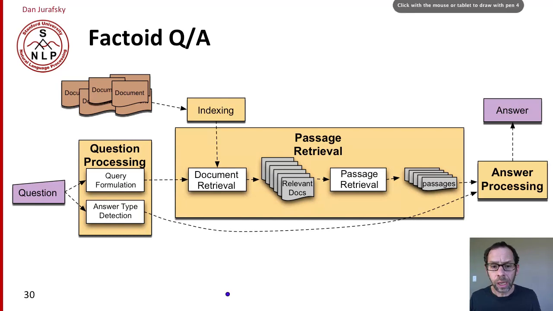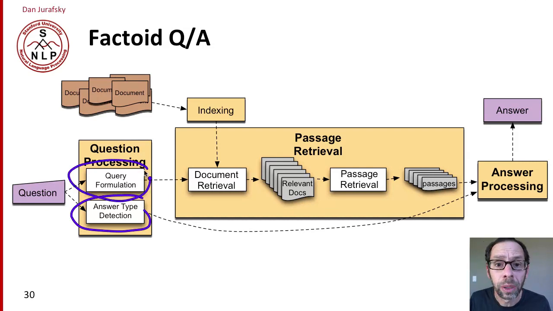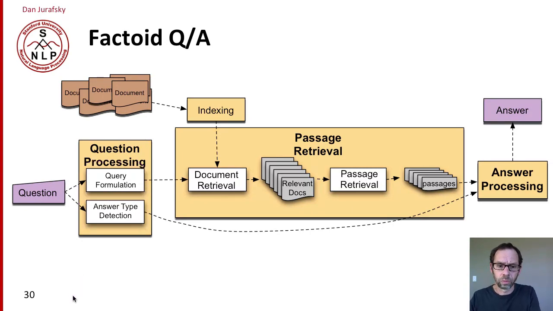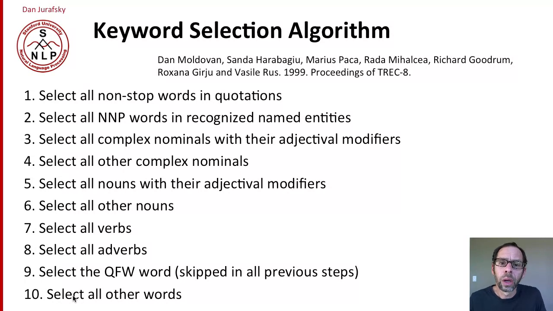The next step in factoid QA, we've done answer type detection. The next step is query formulation. How do we decide what words to send to the IR engine to return documents and then passages? And one well-known keyword selection algorithm from Moldovan et al. uses a number of heuristics, each of which tell you which keywords in the question might be important keywords to put in the query.